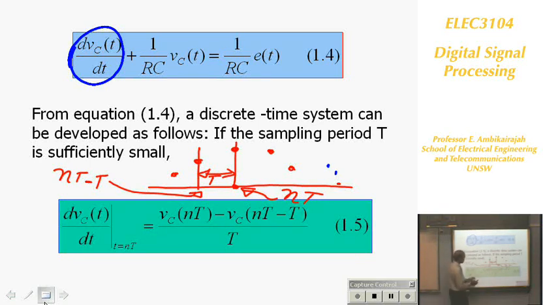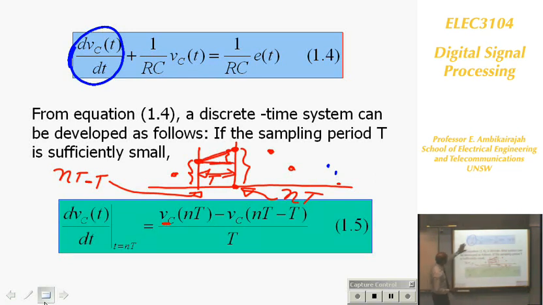So I can say, what's the output here? This output is the capacitor output at the nT position, that height, minus this one at the position nT minus T, that value. Both of them, that's the difference. So that will give you this difference, and that divided by T, that distance, is your slope, your gradient.